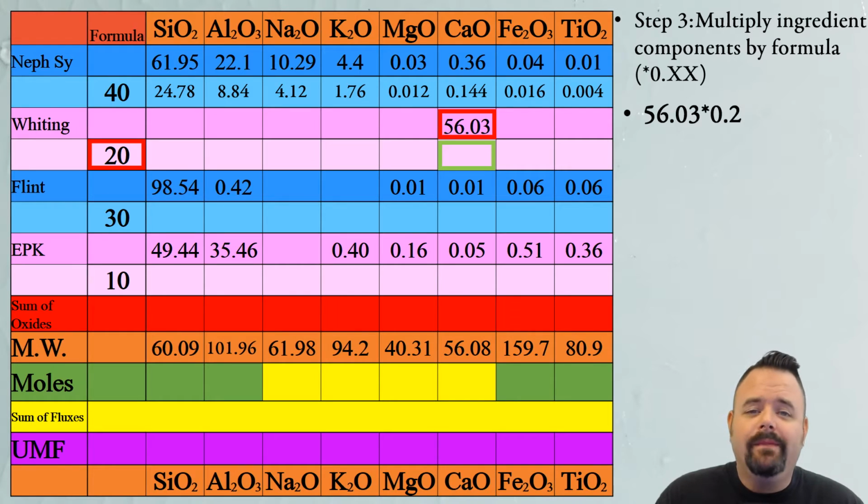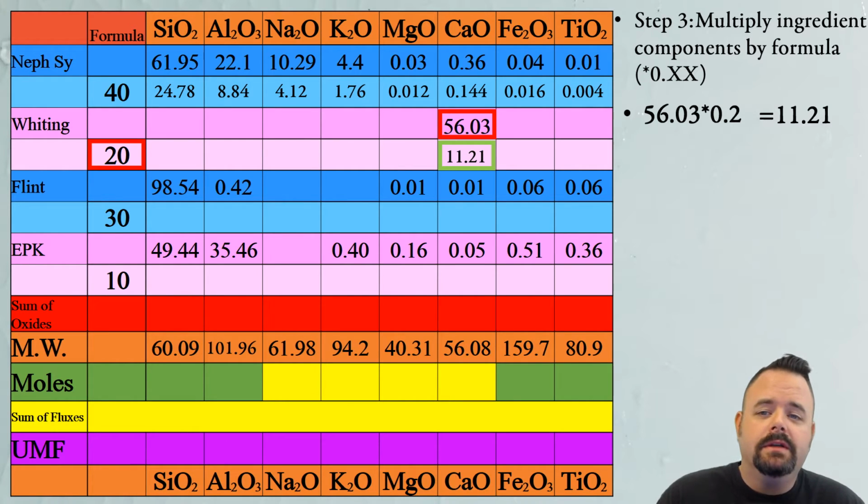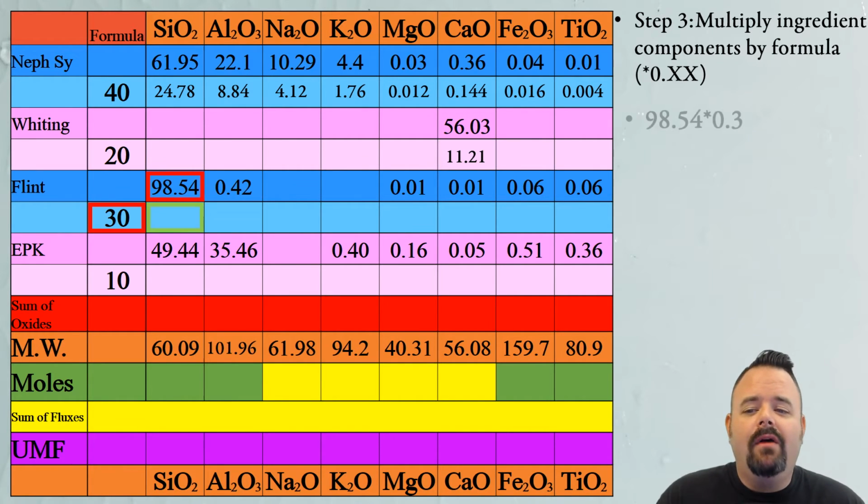And we have 20% whiting in our glaze, so the math again is simple. 56.3 times 0.2. Again, we're using the individual component, equals 11.26. And now we're done with whiting because there's no silica, there's no iron, there's no sodium in our whiting. It's just calcium, so we're done. So we move on to flint. Now, flint is primarily silica. In fact, it's 98.54% silica. So we multiply 98.54% silica and we get 29.56.